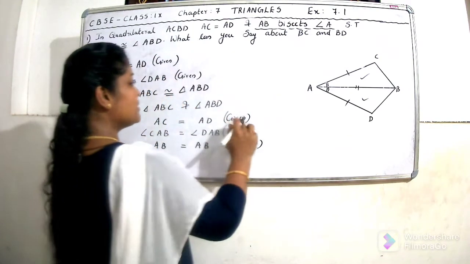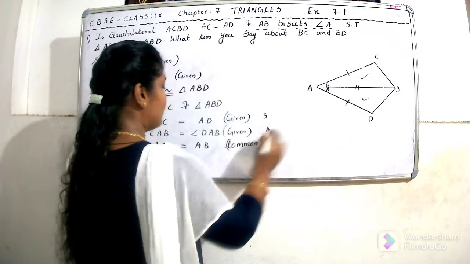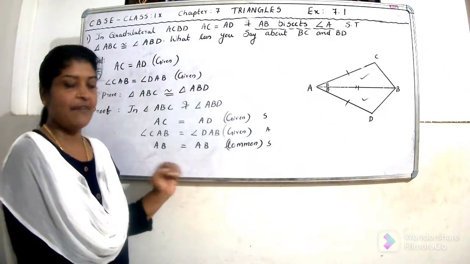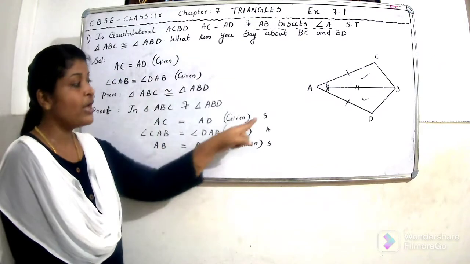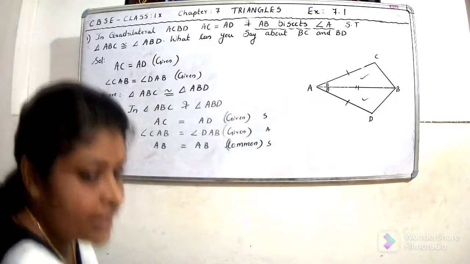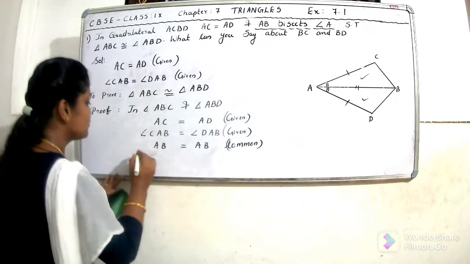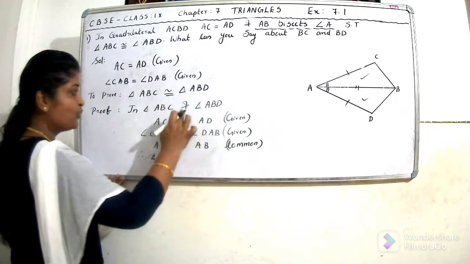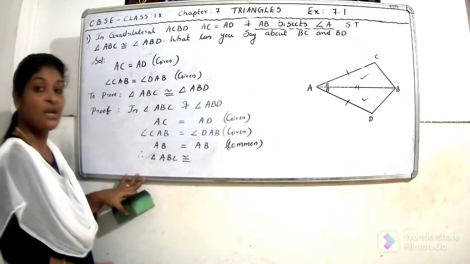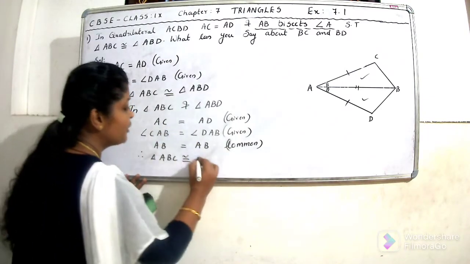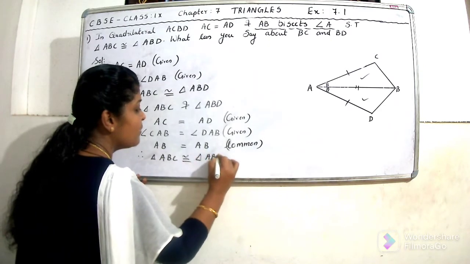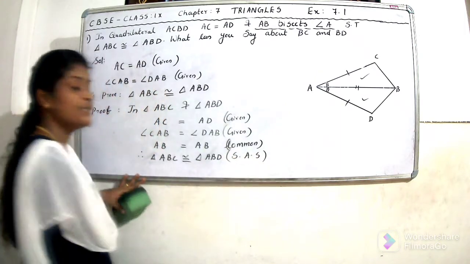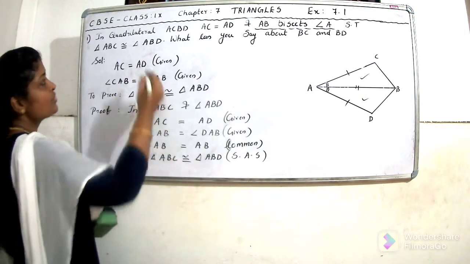Okay, so here this is one side and this is one angle and this is another side. So with the help of which criteria we can say these two triangles are congruent? By SAS. So we have to write that. Therefore triangle ABC, and there we have to apply the congruency symbol, congruent to triangle ABD by SAS congruency rule. Okay, so this is what we have to prove.